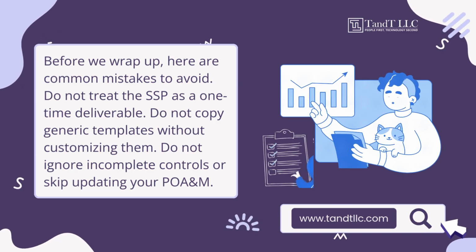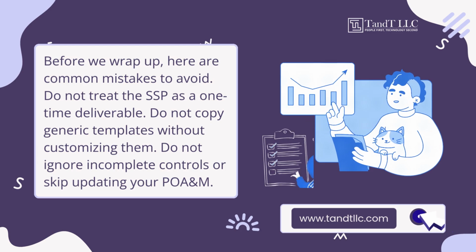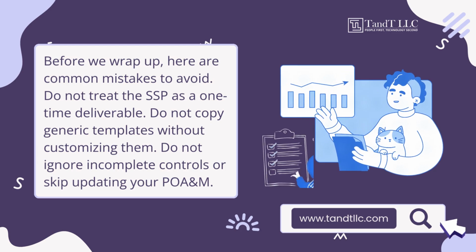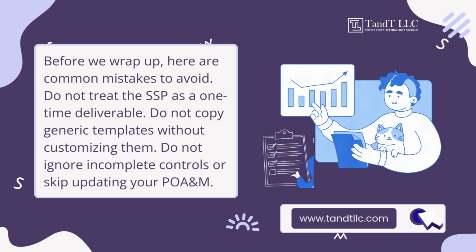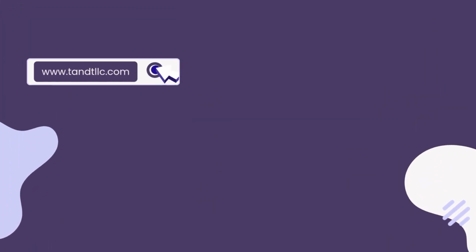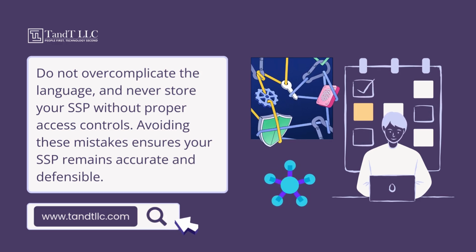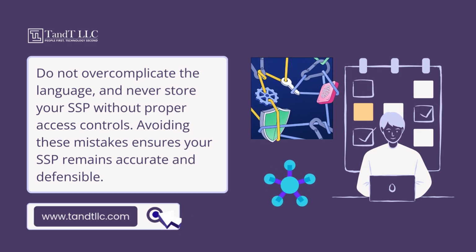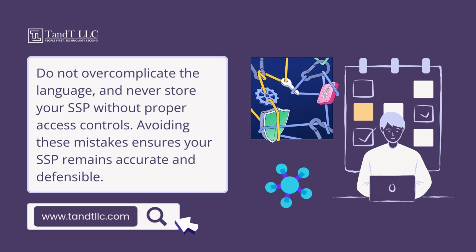Before we wrap up, here are common mistakes to avoid. Do not treat the SSP as a one-time deliverable. Do not copy generic templates without customizing them. Do not ignore incomplete controls or skip updating your POA&M. Do not overcomplicate the language, and never store your SSP without proper access controls. Avoiding these mistakes ensures your SSP remains accurate and defensible.